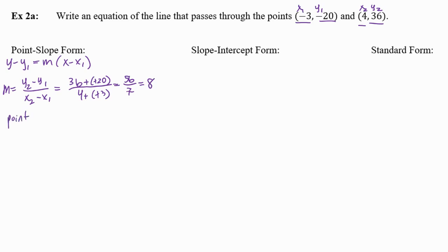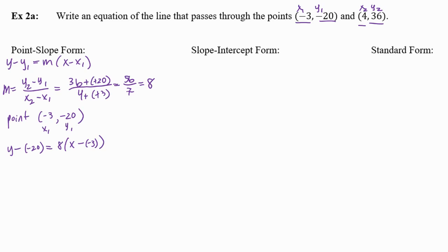We're given 2. Technically, we can use either one, but since we labeled the first one x1, y1, which is what we need for point slope, I'm just going to go ahead and use the same one. So -3 will be my x1, comma, -20 will be my y1. Plug it into the equation. We have y minus y1, which is -20, equals slope, which was 8, parentheses x minus x1, which is -3.